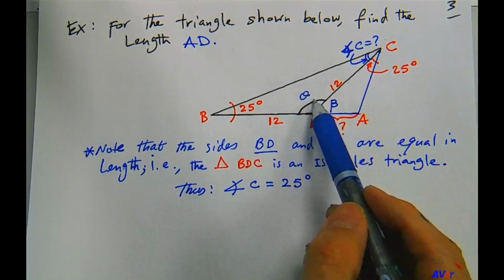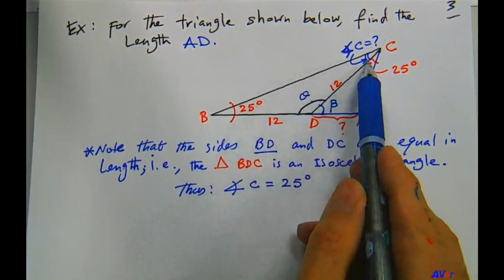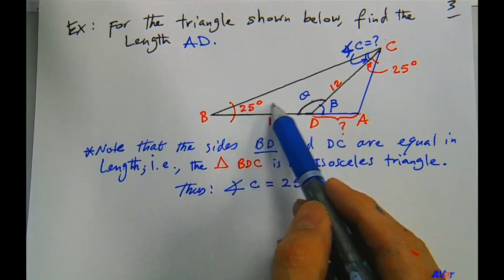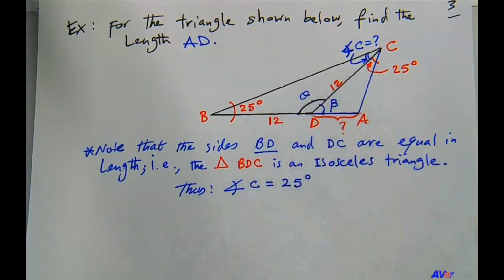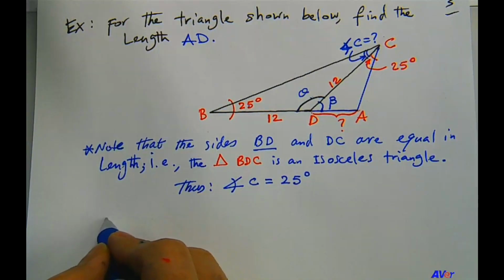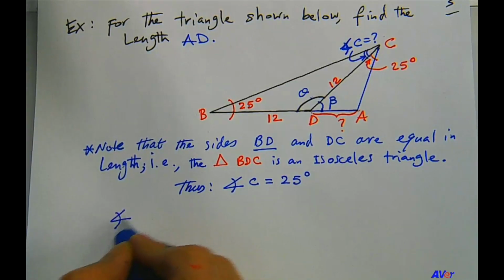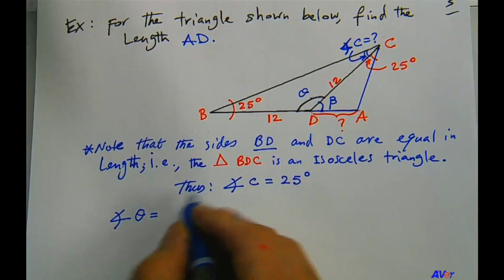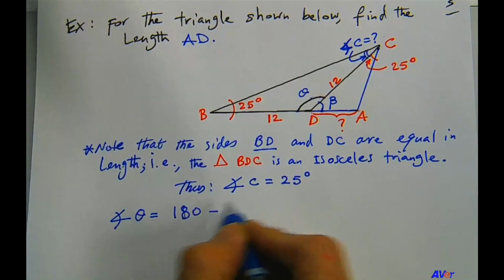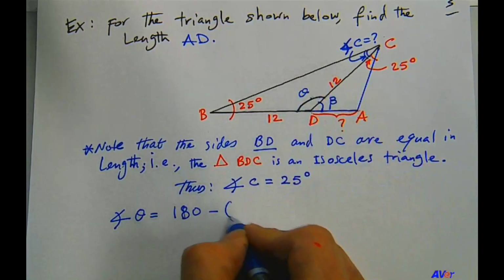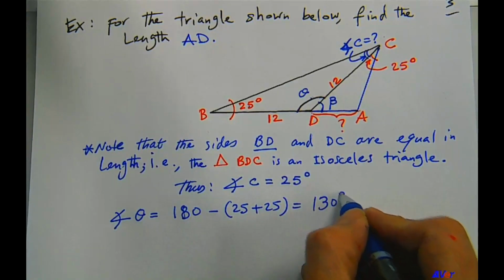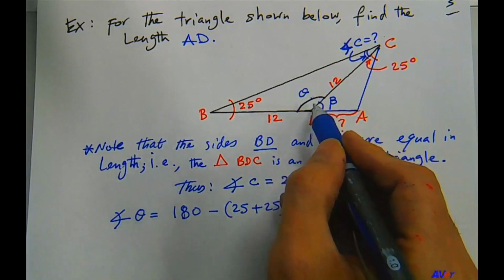So now we can calculate this theta, right? If we know this is 25 and that's 25, we can calculate what theta is, because theta is equal to 180 minus 25 plus 25. So let's write that down. The angle, let's call it angle theta, is equal to 180 degrees minus 25 plus 25, or 130 degrees, right? So we now know this.